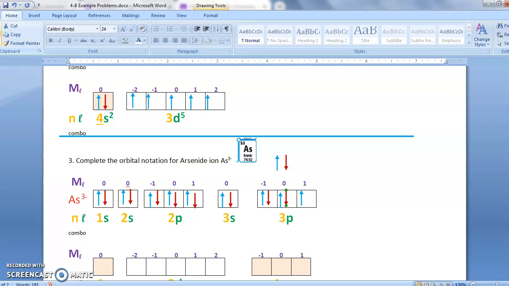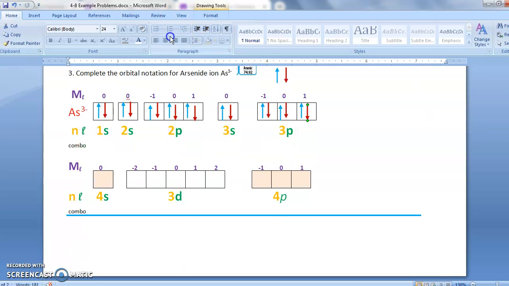As we are seeing right here, that one is full, and now we can move to the next level. The next level, after the 3p, the next sub-level energy level combination that we fill is the 4s. We have to completely fill the 4s before we go back down and fill the third level, D. So here we go. We're now going to go through and start filling the D.